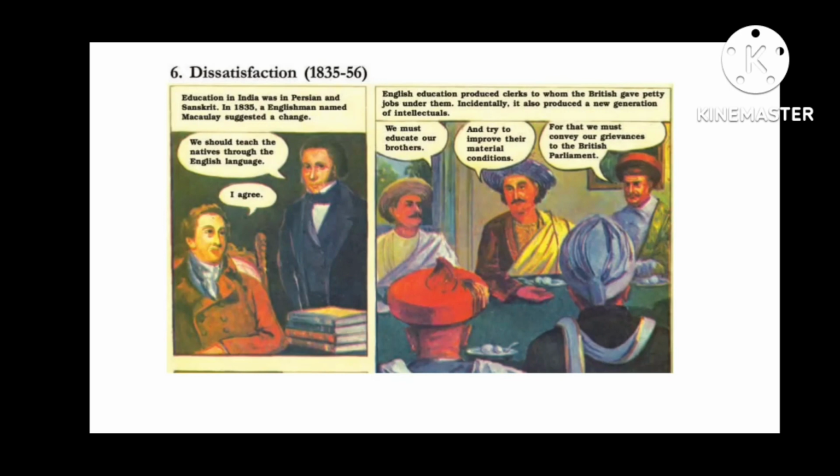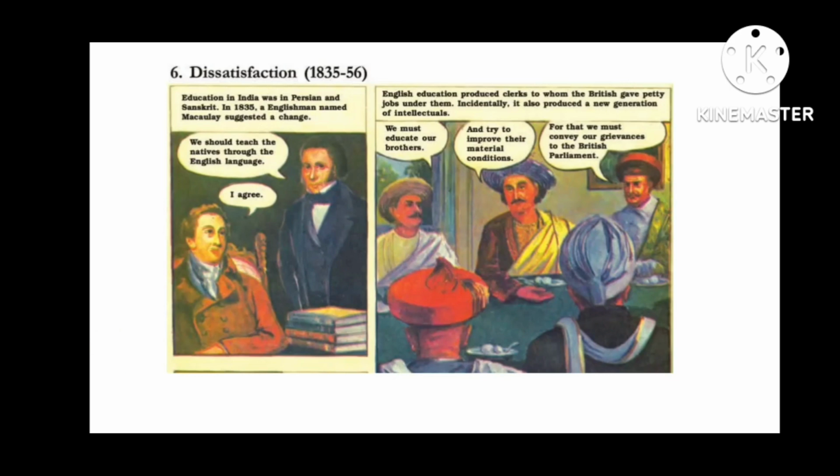Dissatisfaction, 1835 to 56. Soon, dissatisfaction emerged among Indians. Education in India was in Persian and Sanskrit. In 1835, an Englishman named Macaulay suggested a change. Since the education was in Persian and Sanskrit, it was not of any use to the British. So Macaulay suggested, "We should teach the natives through the English language." He suggested that Indians should be taught in the English language.